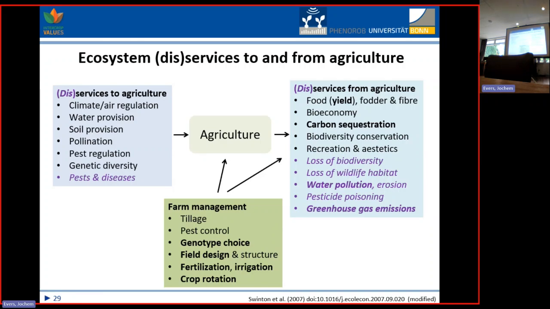And I made those in bold letters which we can usually address with the model. And here I added the farm management tools we have. Farmers have tillage, pest control, genotype choice, and so on. I also made those in bold, which we can also simulate. So we can simulate the effect of the genotype choice, or the effect of the fertilization or the crop rotation on these ecosystem services. So this shows you the potential applications. Usually we focus on yield, but we can also focus on greenhouse gas emissions or water pollution in terms of nitrogen leaching, for instance.